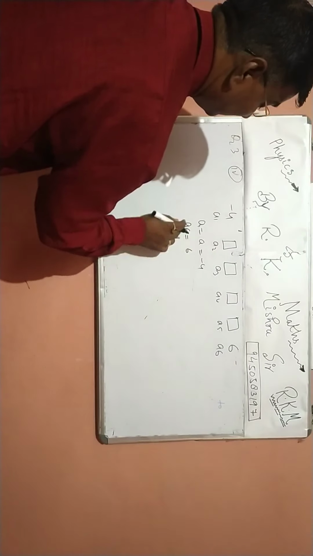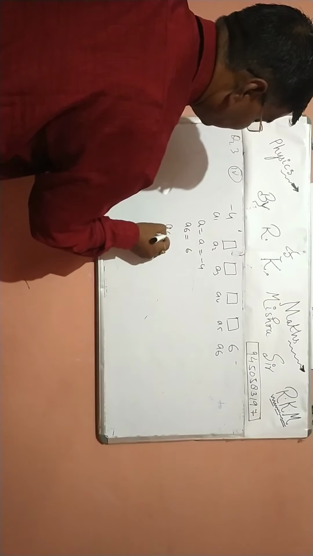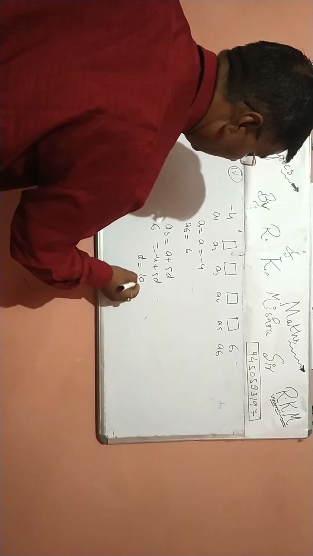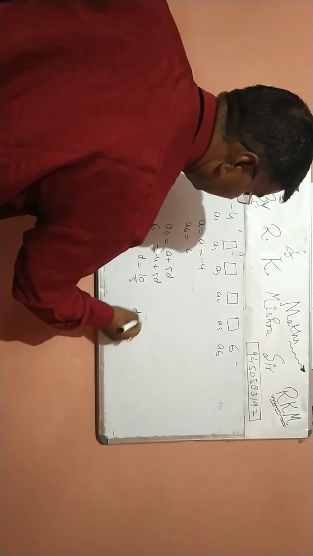You have to first find D. A6 is equal to A plus 5D. A6 is 6, so 6 equals -4 plus 5D. D is equal to 10 upon 5. D is equal to 2. So you can find A2.